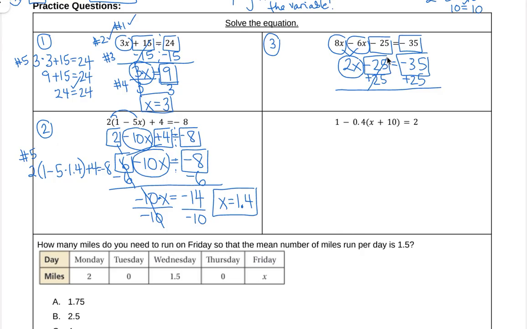So when this cancels out, it gives me just my variable term. And now I can go on to step number 4, which is to isolate the variable itself by using multiplication or division. I'm going to end up dividing by 2 to be able to unlock that variable. And I'm going to have x equals negative 5.